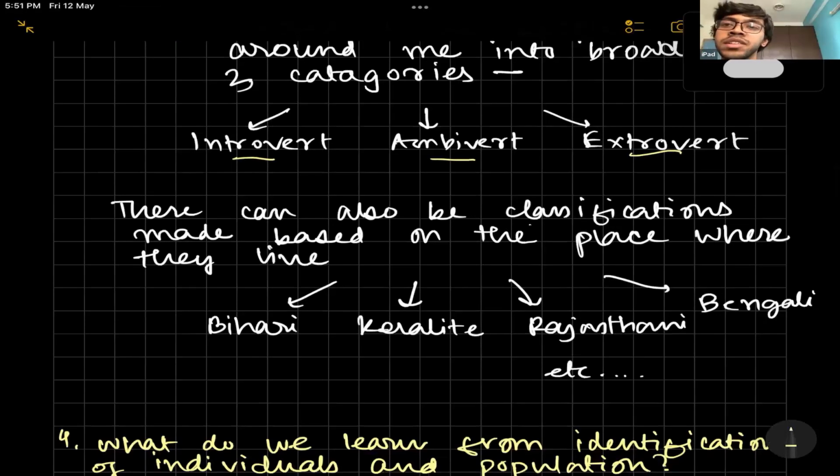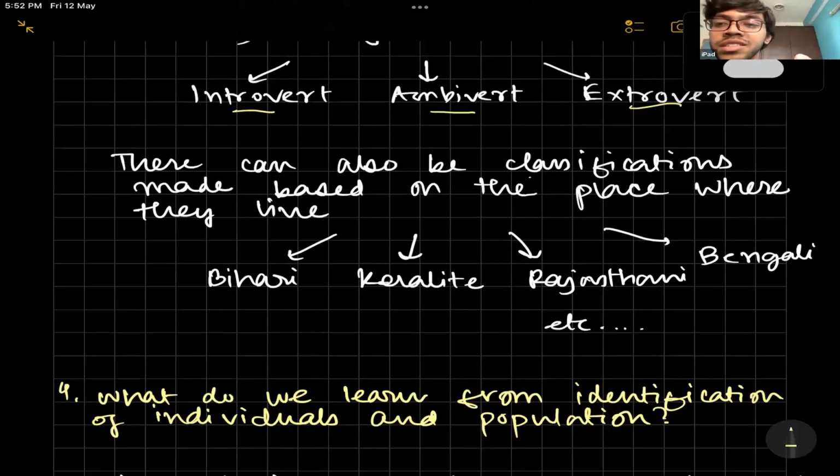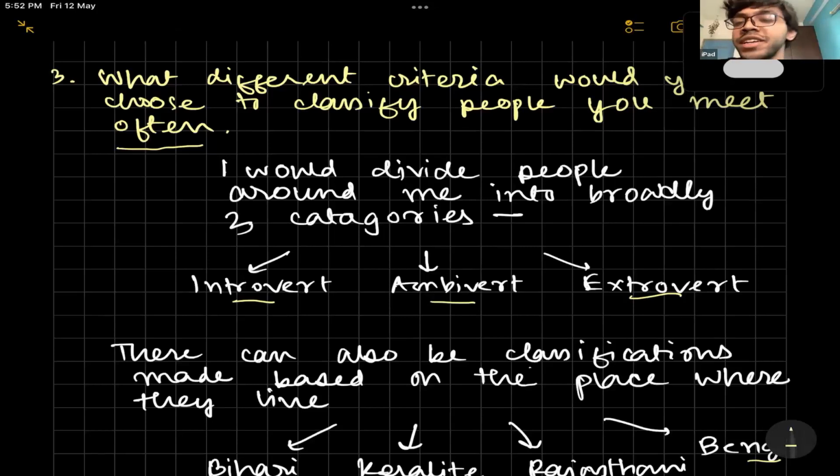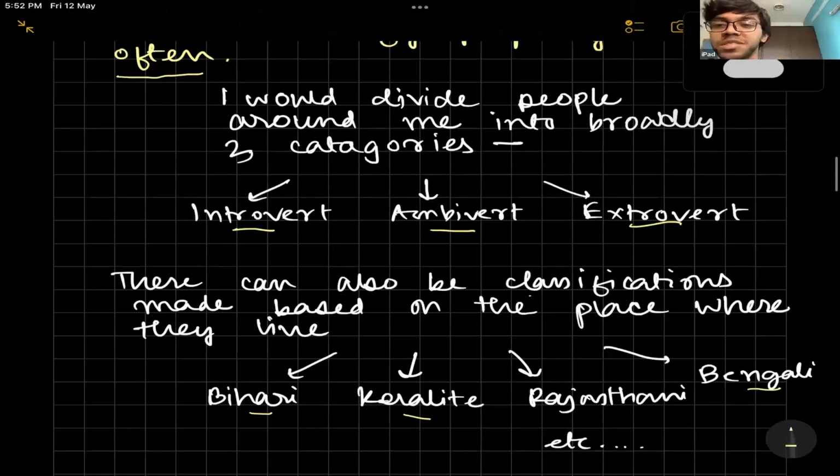Otherwise, there can also be different kinds of classifications. I can classify my friends based on the place where they live. I have some friends from Bihar, so they are Biharis. I have some friends from Kerala, so they are Keralites. Some friends from Rajasthan, they are Rajasthani, and my friends from Bengal, they are Bengali. So I can classify like this. You should try this fun experiment of classifying your friends according to your own thoughts.